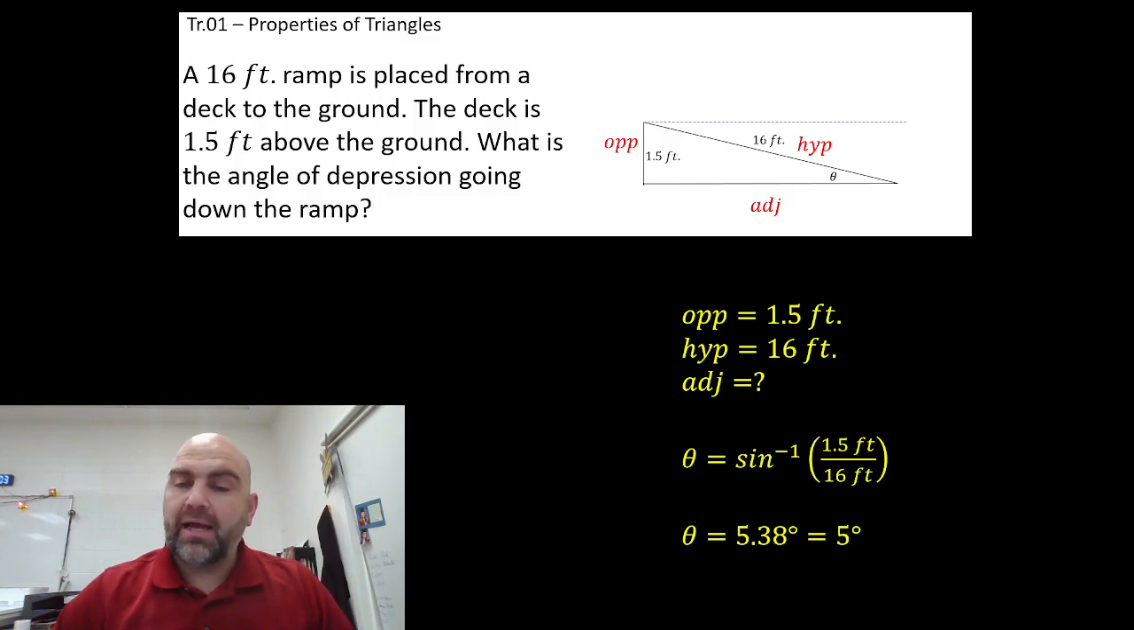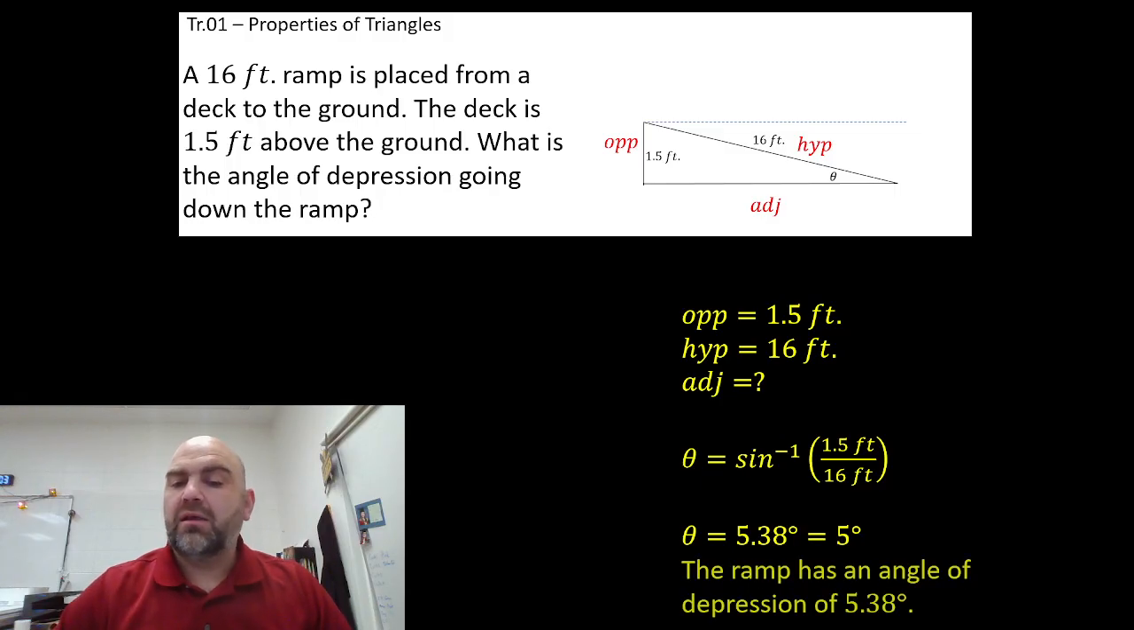If you are not getting that by doing this calculation, please talk to me if I'm your math teacher, or somebody else, in order to come up with an answer, because that is important. We need to know how to use our calculators depending on the type of units we're using, in this case, degrees. So we can then say at the end that the ramp has an angle of depression of 5.38 degrees, which means it also has an angle of elevation of 5.38 degrees.